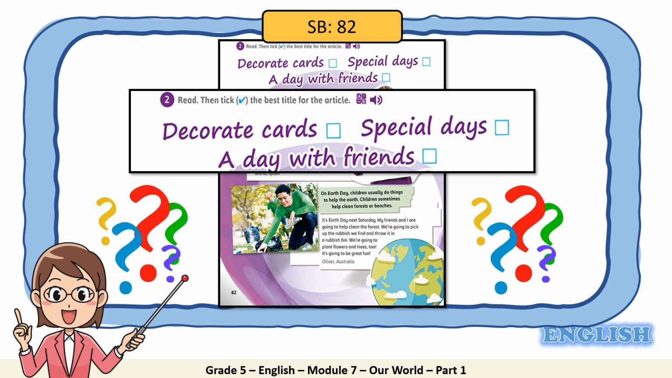Which one of these 3 titles do you think is the most suitable one for our lesson today? Is it number 1, decorate cards, number 2, special days, or number 3, a day with friends? What do you think? That's correct. Number 2, special days.